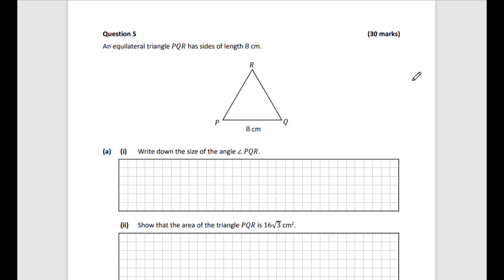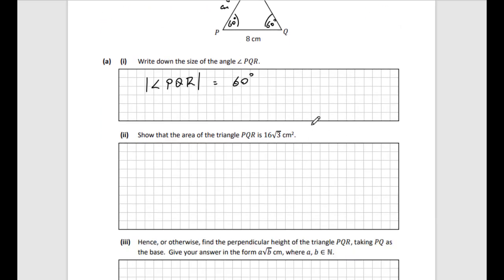Okay, let's have a look at 5. An equilateral triangle PQR has sides of length 8 centimeters. So this is an equilateral triangle. So this is 8 centimeters, this is 8 centimeters, this is 8 centimeters, and 60, 60 and 60 degrees here. Okay, write down the size of the angle PQR. So the size of the angle PQR is equal to 60 degrees. 3 times 60 will give you 180 degrees, and all the angles are the same.